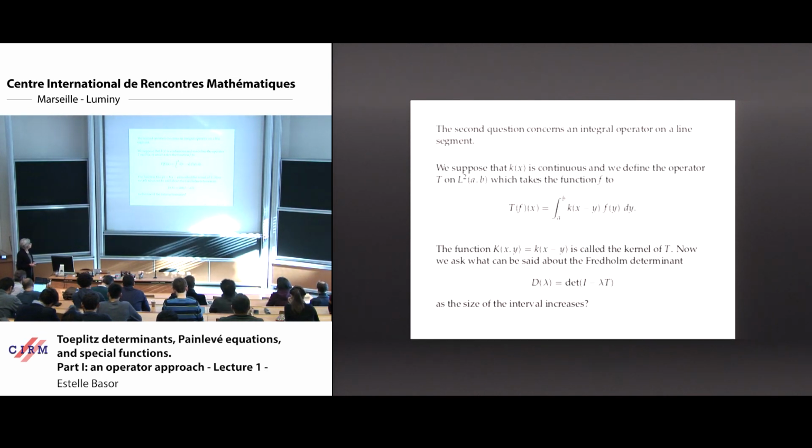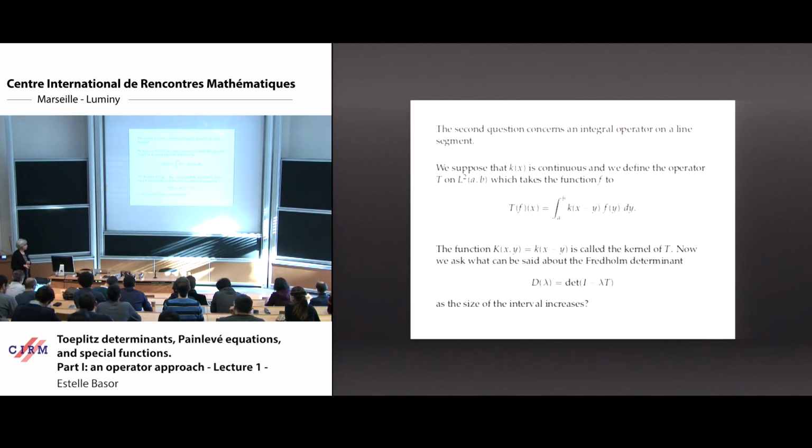Okay, so the second question that we'll tackle, and this is maybe in some sense slightly more related to the Painlevé equation connection, is if you take an integral operator on a line segment, and think of right now the line segment as finite. So we just have k of x, a function on the line, continuous. It actually doesn't even have to be that. It could be just bounded for what we're going to do. And it just takes a function and multiplies it by k of x minus y and integrates.